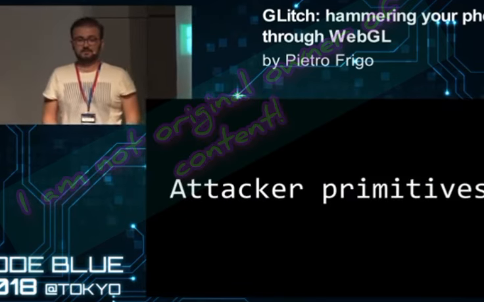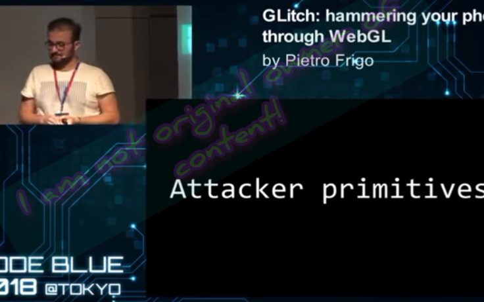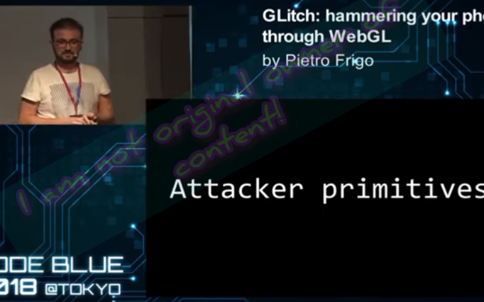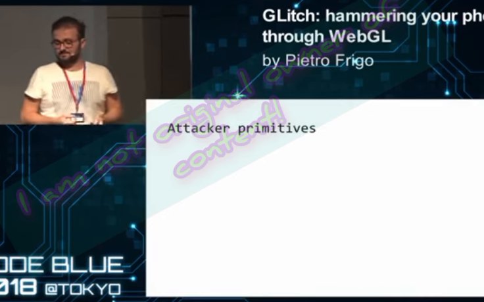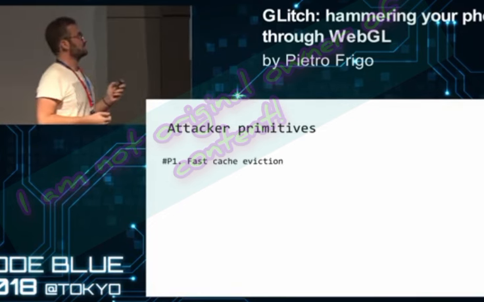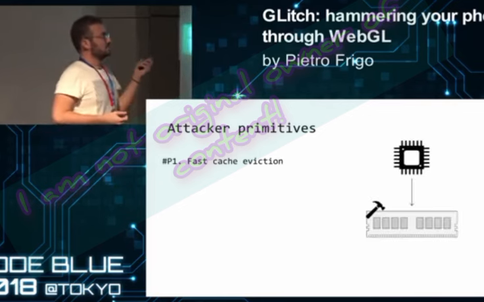And I started looking into what you need to build this kind of attack. When you think about attacks, usually you think about the primitives that you need to build the attack. And in the case of Rowhammer attacks, you have two main primitives. The first one is fast cache eviction. So what are the caches?